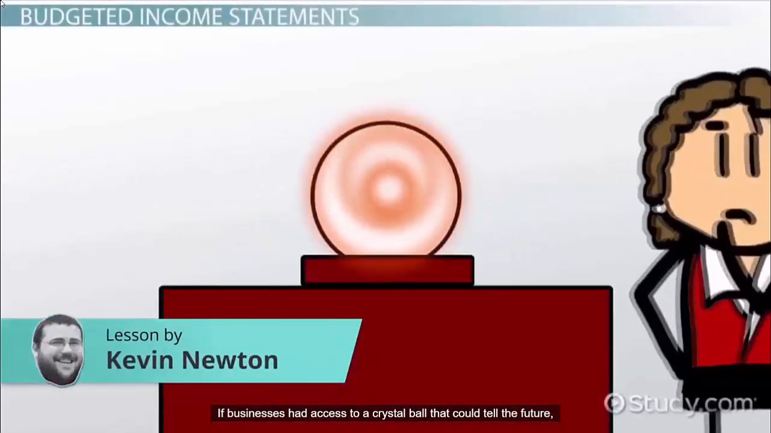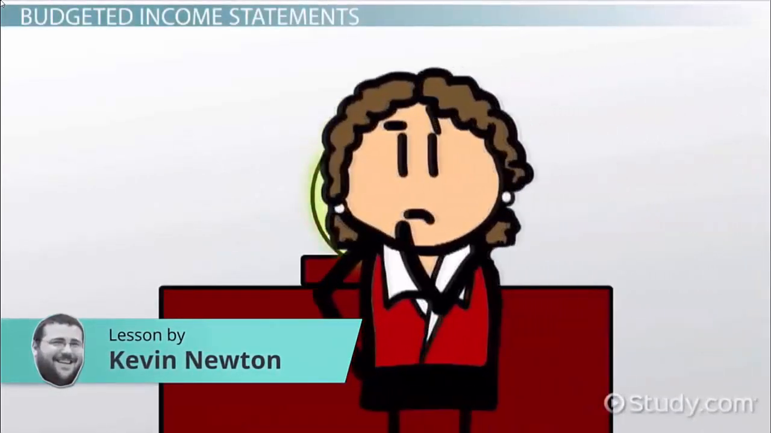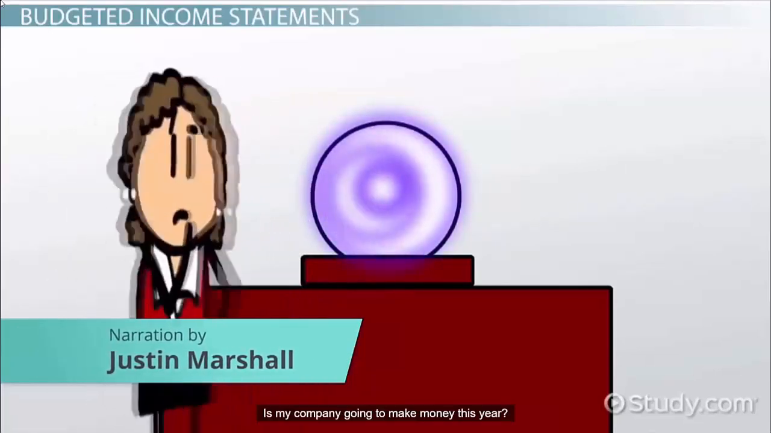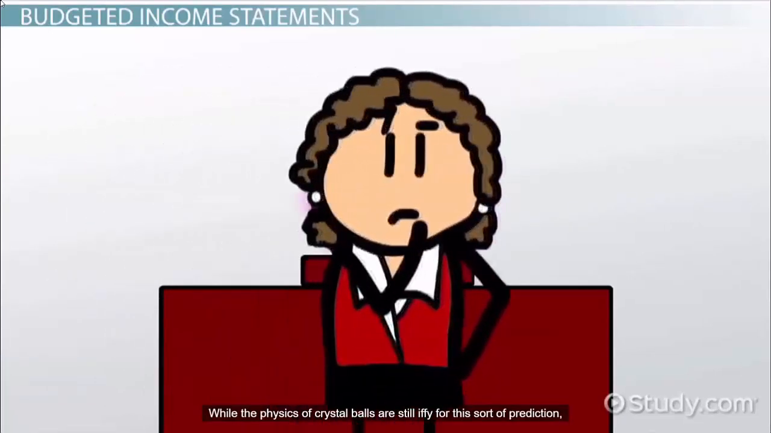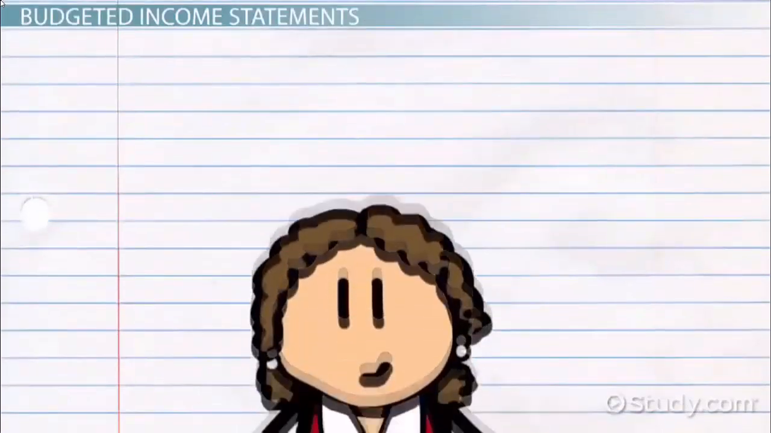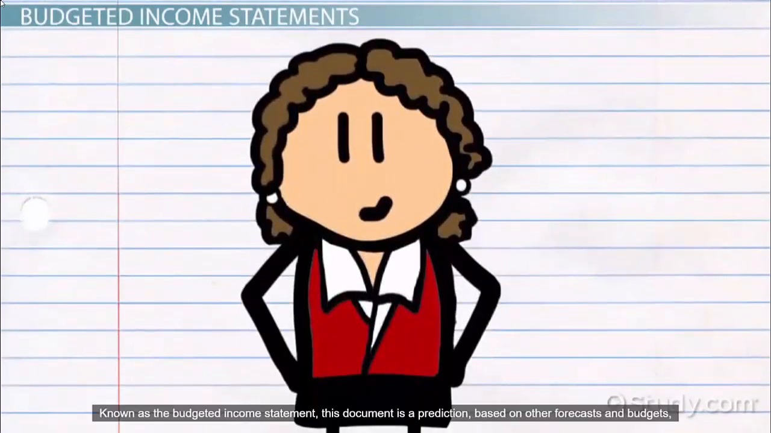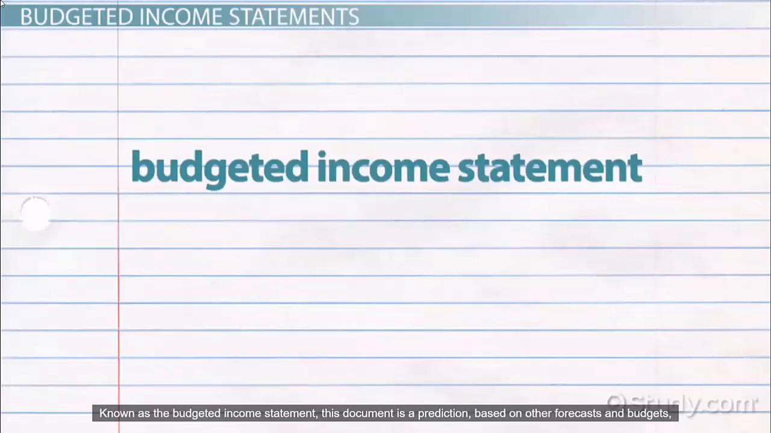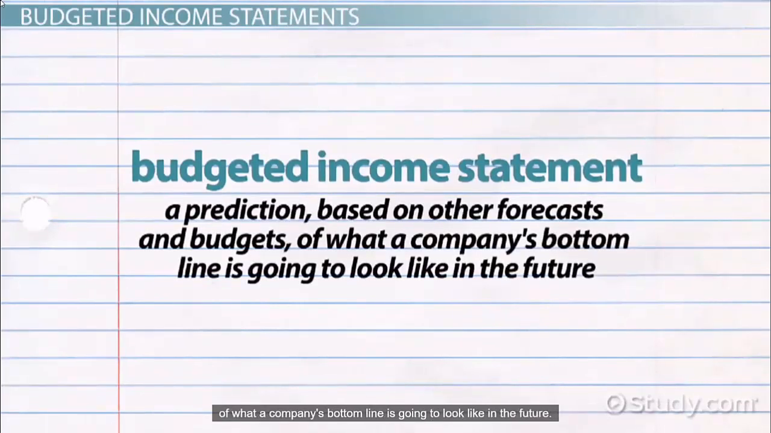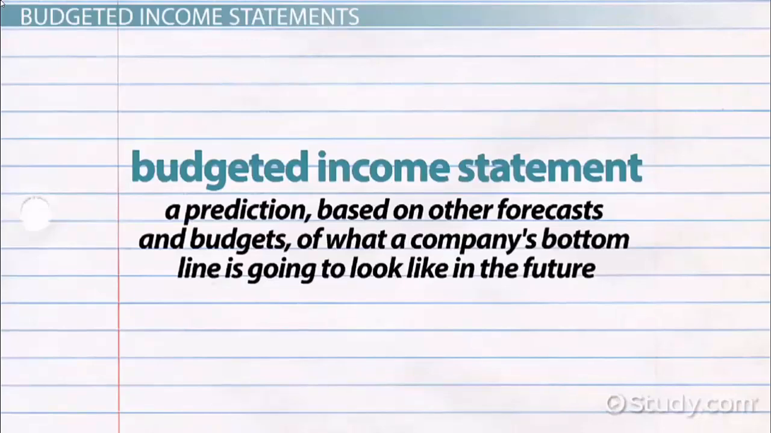If a business had access to a crystal ball that could tell the future, it is likely that many managers would have the same question: is my company going to make money this year? While the physics of crystal balls are still iffy for this sort of prediction, there is a financial form that allows managers to ask the same questions. Known as the budgeted income statement, this document is a prediction based on other forecasts and budgets of what a company's bottom line is going to look like in the future.